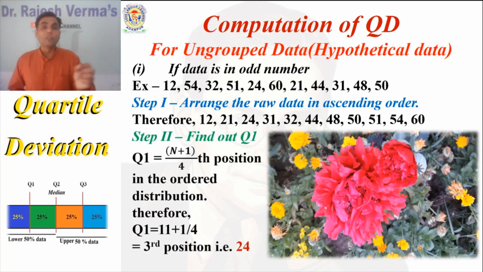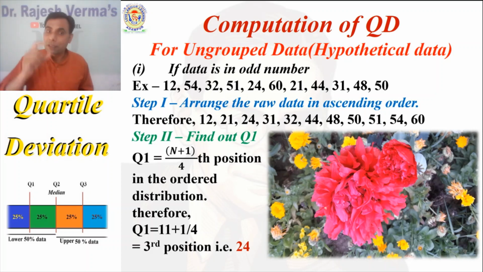Step 2, find out Q1. How to find that? The formula for Q1 is (n plus 1) divided by 4. In the median we divide by 2, but because we are calculating quartile 1, that is the median of the lowest 50% of the data, we have to calculate (n plus 1) divided by 4. That is the (n plus 1)/4th position in the ordered distribution. What is n? 11 plus 1 is 12, divided by 4. The answer will be 3.